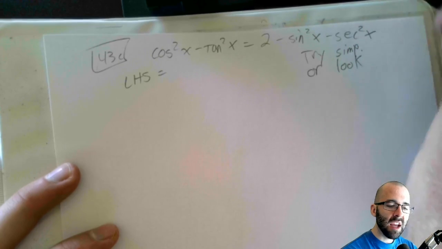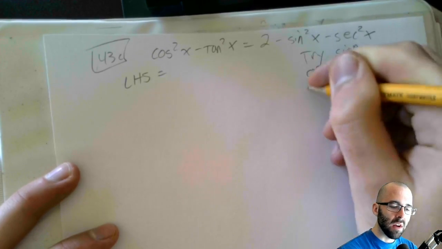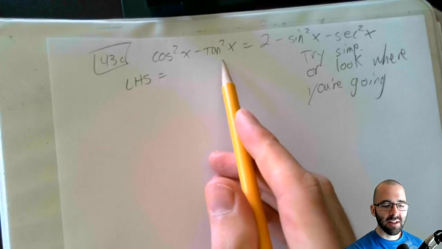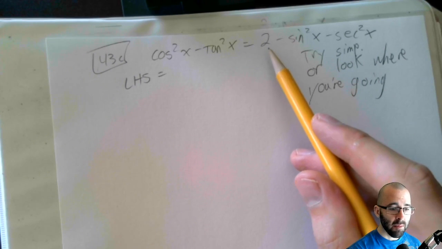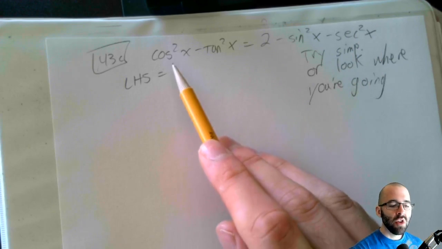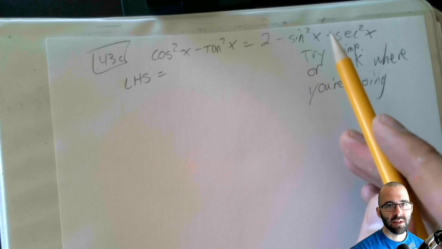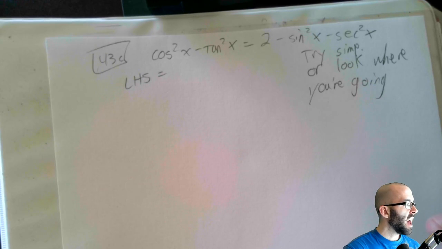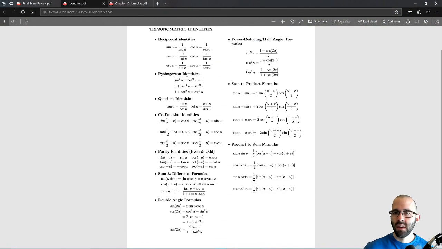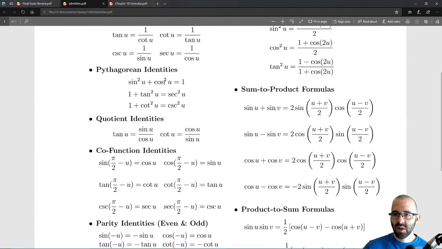If you can't, look where you're going. So I have a cosine and a tangent. I want a number somehow and a sine and a secant. And I know how to turn cosine squareds into sine squareds. Pythagorean identity is the most common identity you're going to use. It's the one right at the top. Sine squared plus cosine squared of any angle is going to be 1. And again, we can move things around. We could move the cosine squared over to the other side. And that's the idea of what we're going to do here.